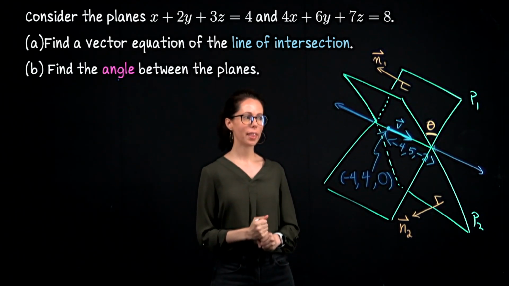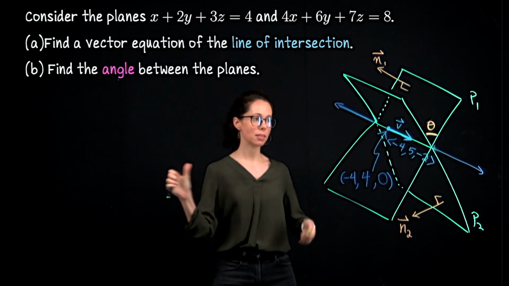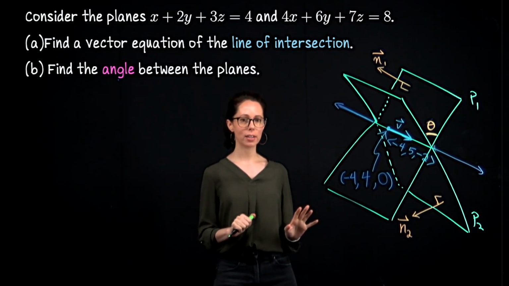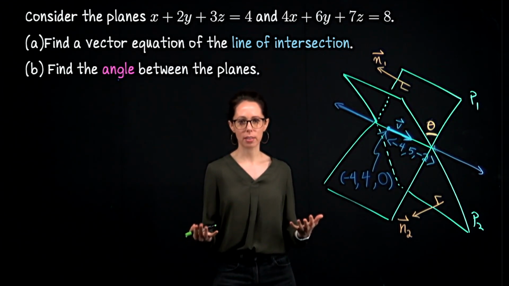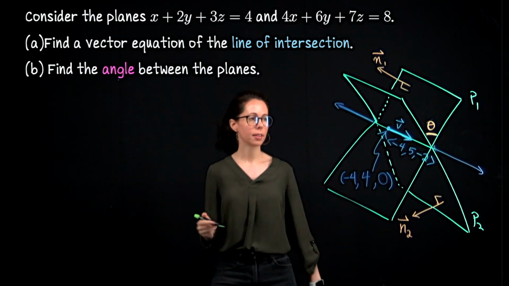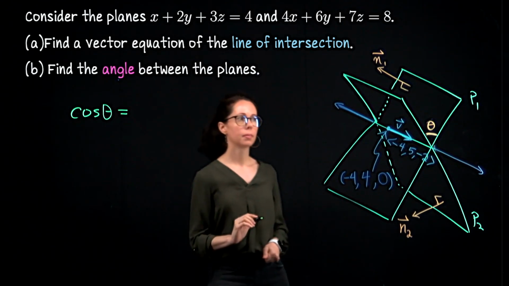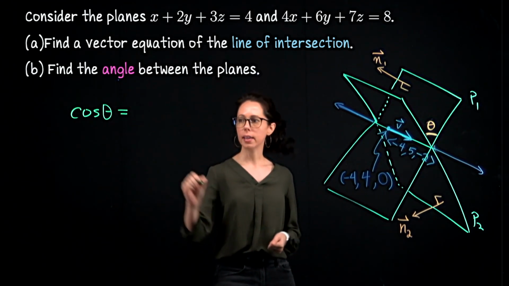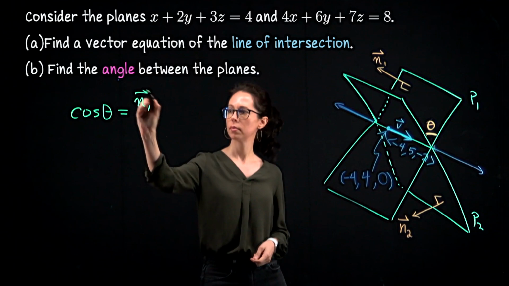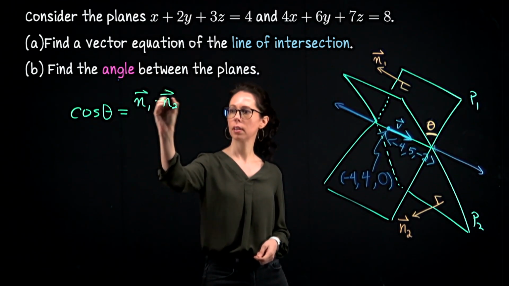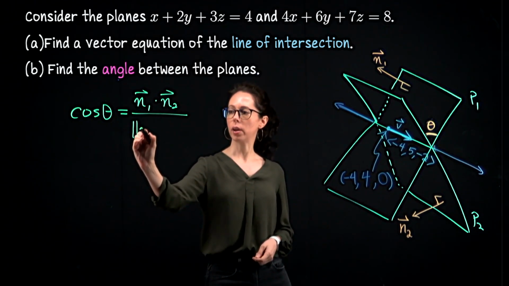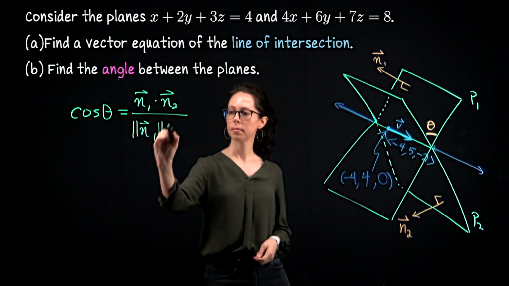All right, for that angle theta, let me write down two statements. And these will be in terms of N1 and N2, because now the problem really reduces to an angle between two vectors. The cosine of this angle is N1 dot N2 divided by the length of N1 times the length of N2.